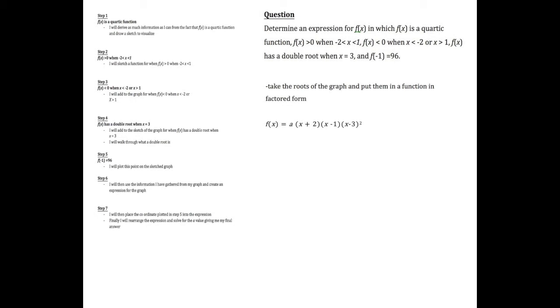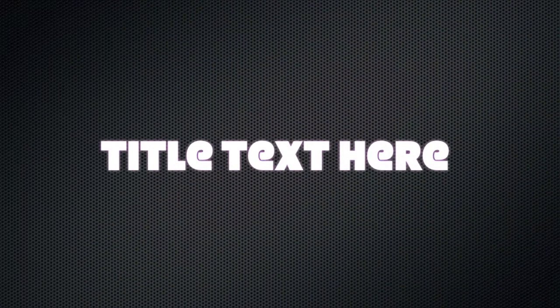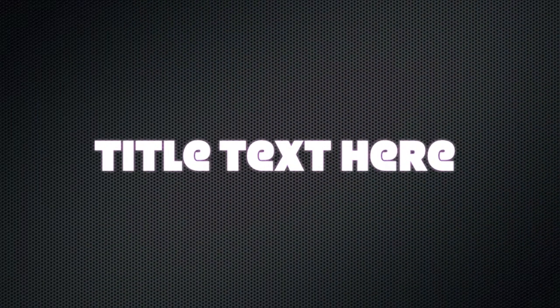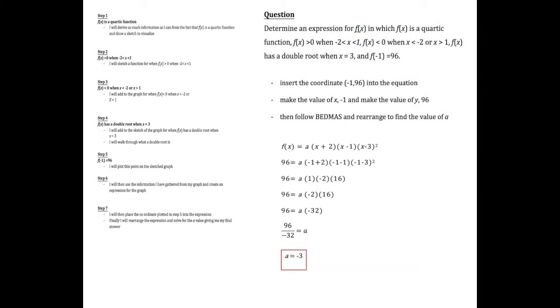If you noticed in the last step, there was a variable a in front of the rest of the expression, so we can't just leave that with no value. Luckily we were given a coordinate -1 and 96. So for every value of x, we're going to replace that with -1, and we're going to replace the value of y with 96. After that, it's just basic math.